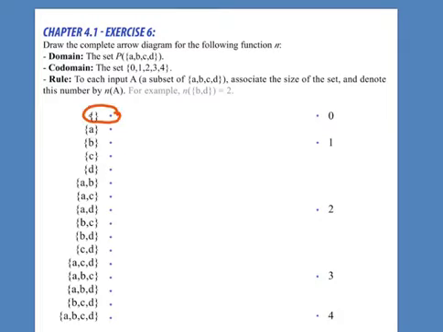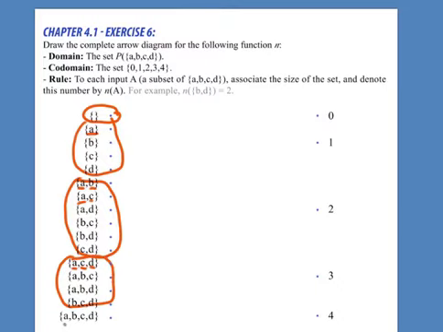All of these have a size of 1. So there's 1. This is 1, 2, 1, 2. So all of these are a size of 2. The size of these is 1, 2, 3. So all of these sets have a size of 3. And this set has a size of 4. 1, 2, 3, 4.